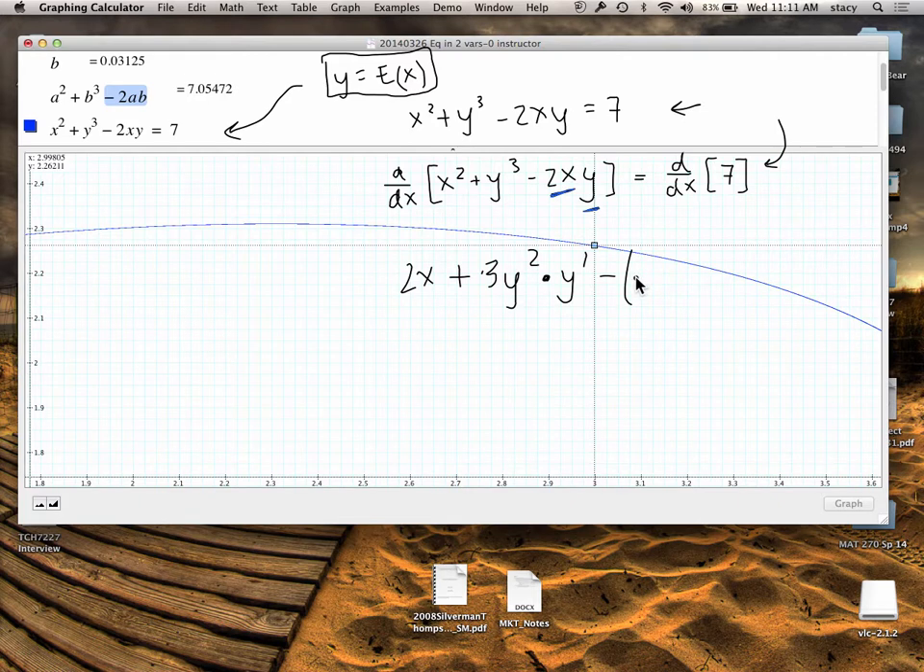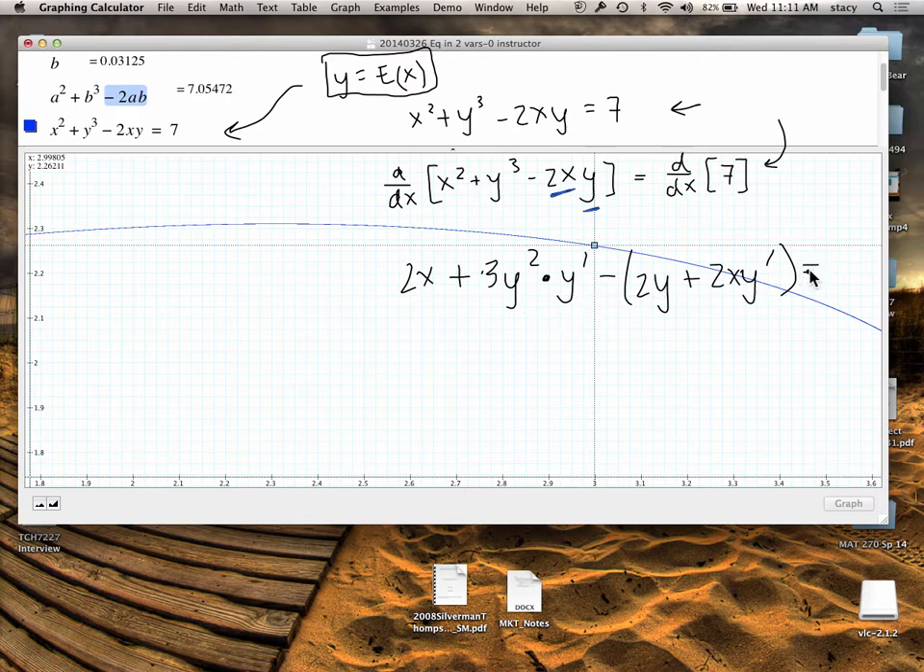2 times y plus 2x times the rate of change of y. Exactly. Notice those parentheses are really important. Yes? That's totally fine. You can do that as well. If you wanted to keep the -2 out as a constant, you could have done that as well.